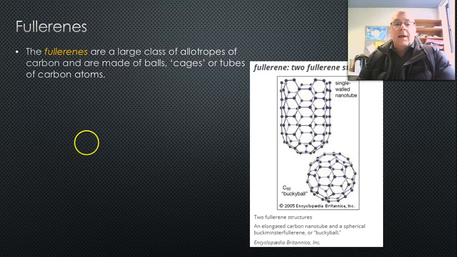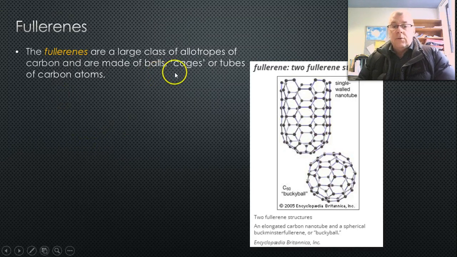And fullerenes can occur as either balls or tubes. And this is some pictures of some. Here's a ball which is made up of 60 carbon atoms. This is a tube, and the tube can keep going. It can be quite a long tube, so there's no set size for these tubes.